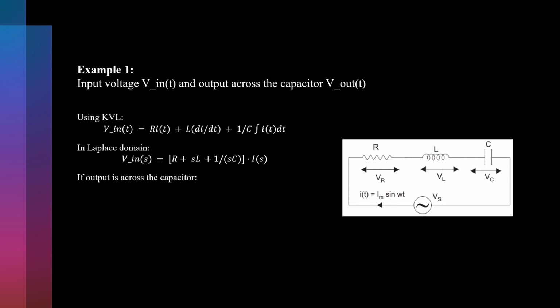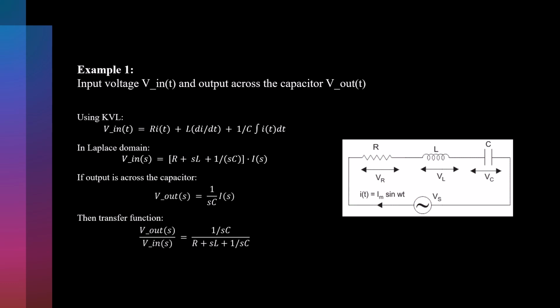If the output is across the capacitor, then V out of S equals 1 by SC times I of S. To get the transfer function of the complete model, we need to take the output and the input, so the transfer function is V out of S by V in of S. I of S and I of S get cancelled out, so we get 1 by SC divided by R plus SL plus 1 by SC. This is the final equation.